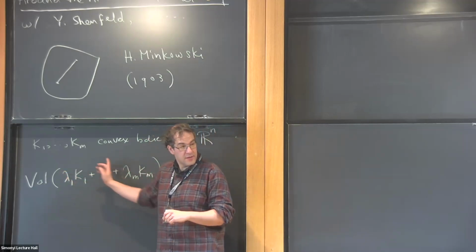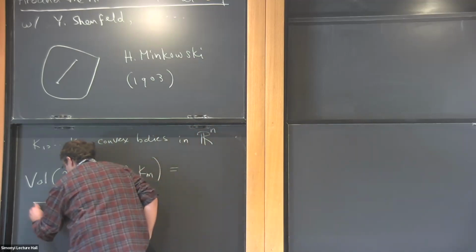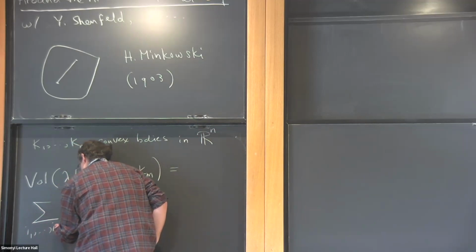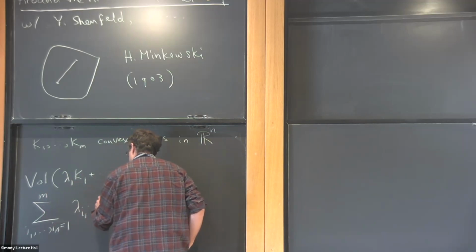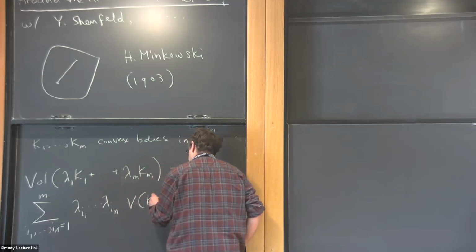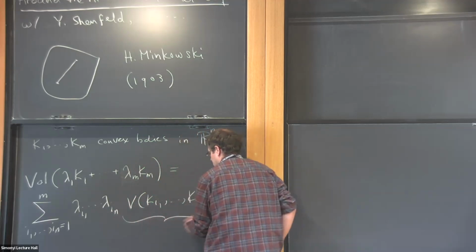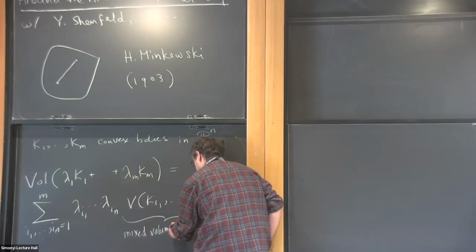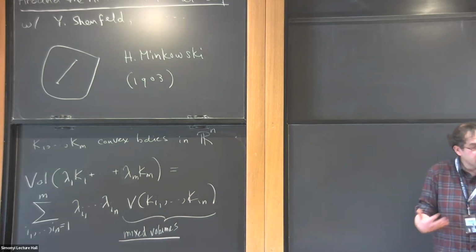That's an easy exercise. And what Minkowski noticed is that this thing is actually a polynomial, which is an elementary fact, but it's not entirely obvious. It's a homogeneous polynomial of degree n. So here are the monomials. And then it has some coefficients. And these coefficients are called mixed volumes. So these mixed volumes are the coefficients of volume when viewed as a polynomial.